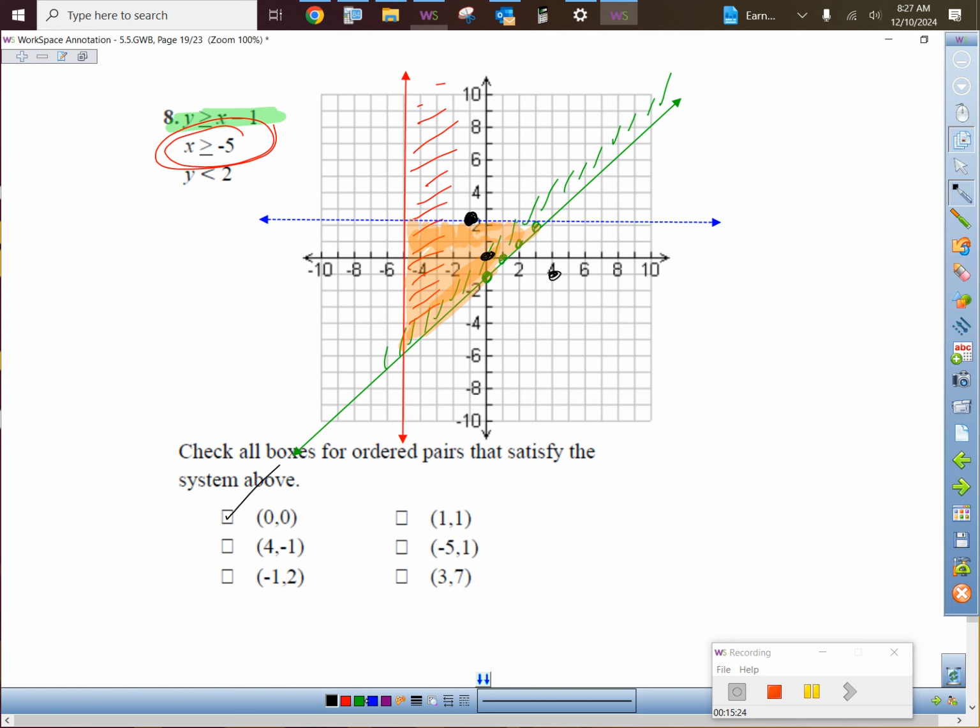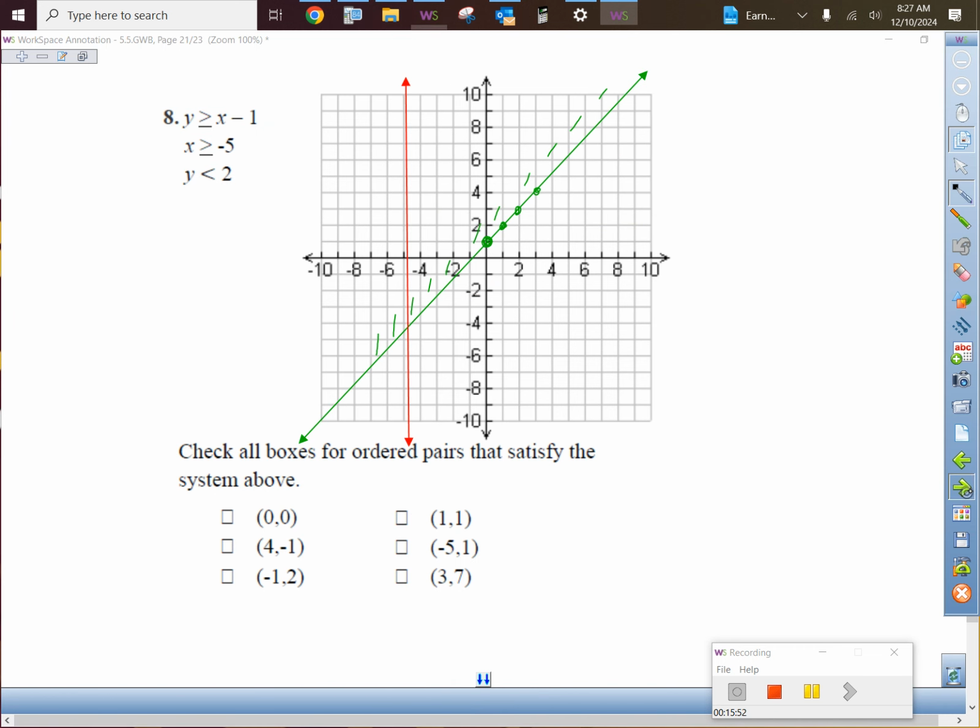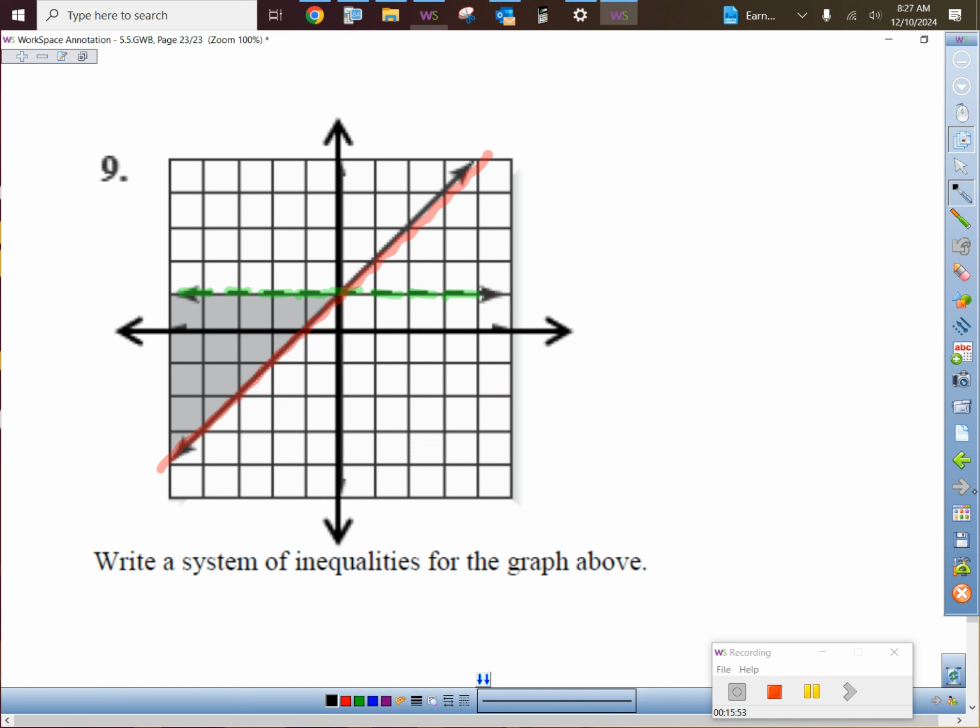Cool. And then (1, 1). Where's (1, 1) at? Right here. (1, 1) is a winner. Are we cool with that? And then (-5, 1). Winner or loser? That's a winner because that line counts. It is solid, right? So it is included. And then (3, 7). That's a loser. How do you feel about those? Cool. Awesome. Is that it? I think that's it, right? Oh, one more. Write the inequalities.